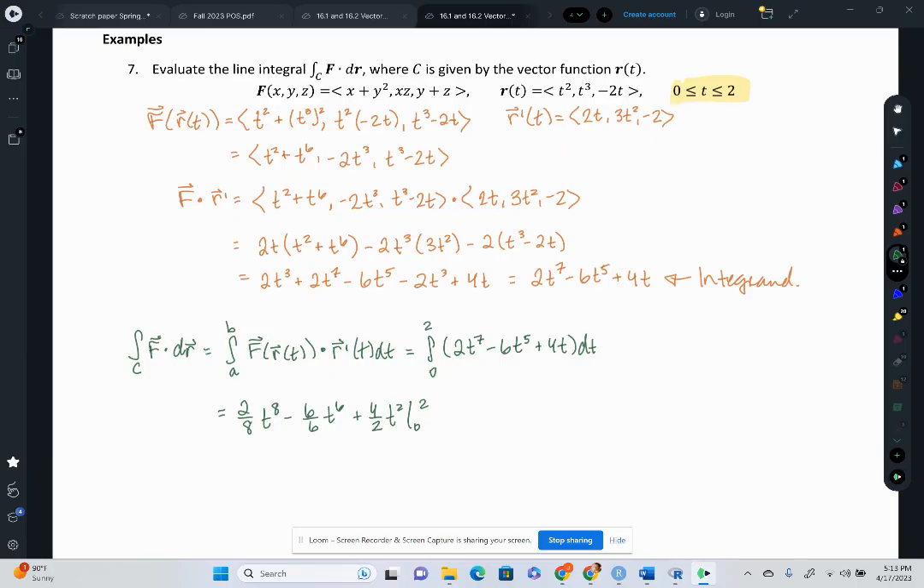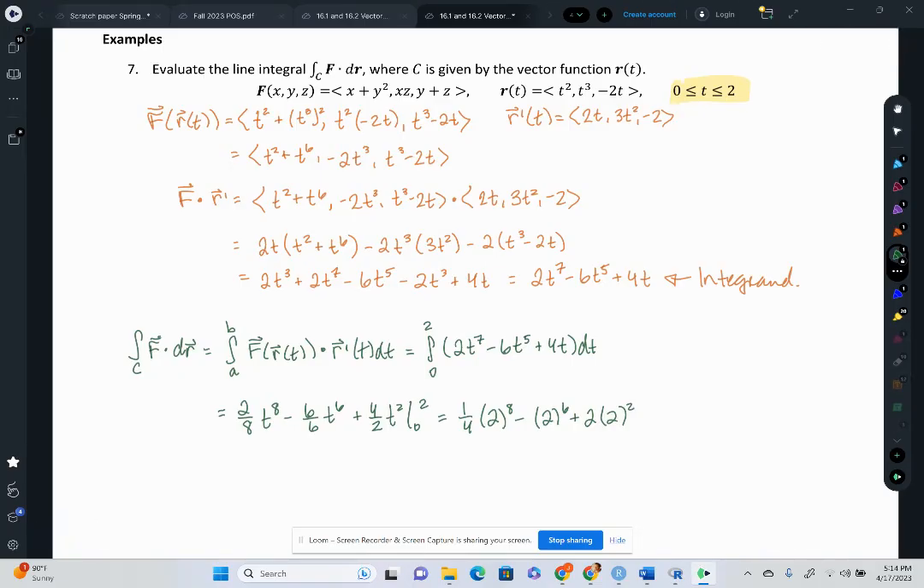I'm going to simplify my fractions and substitute my 2 in as well. The first term becomes 1/4 times 2 to the 8th, minus 6 over 6 is 1, so I just have 2 to the 6th, plus 2 times 2 squared.